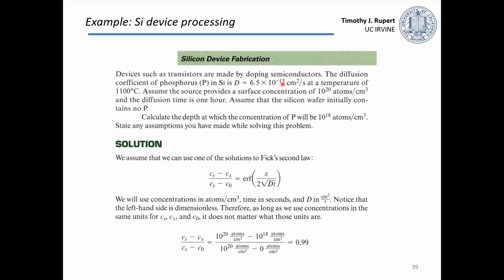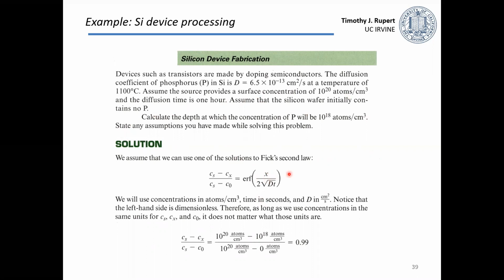If we are given the surface concentration as 10 to the 20 atoms per centimeter cubed and a 1 hour diffusion time, it is asking us to calculate the depth at which the concentration will be 10 to the 18 atoms per centimeter cubed. Okay, so this is saying what's that position x that something is happening, right?